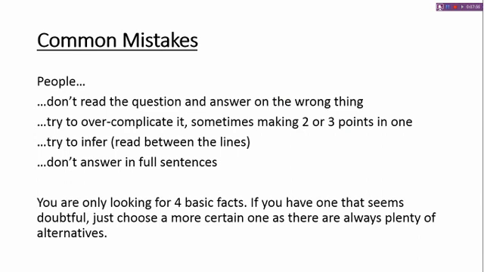Right then, common mistakes that people make for this question. Well, first of all, people often don't read it properly and answer on the wrong thing, as I've mentioned. Secondly, people will try to overcomplicate it. Sometimes they might end up making 2 or 3 points in one. So even though it's only worth 4 marks, overall they might actually have written enough to get 10 marks, if such a thing were possible. Well, that's clearly just a waste of your time. You're looking to make one simple point, one simple fact. People sometimes try to infer, they'll try to read between the lines, and again, this is not asking you for anything like that, this question. It is asking you for 4 simple, sort of surface level bits of information. And finally, if people don't answer in full sentences. So they're the common things that people often do that they shouldn't.